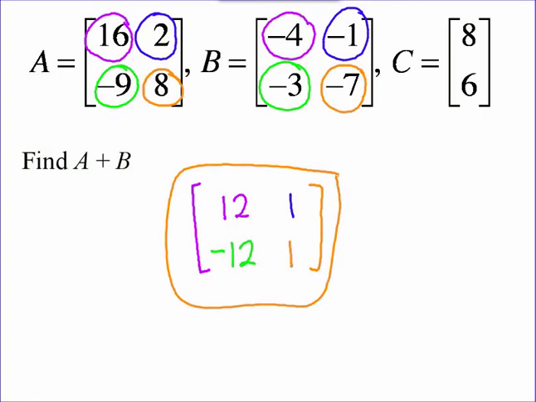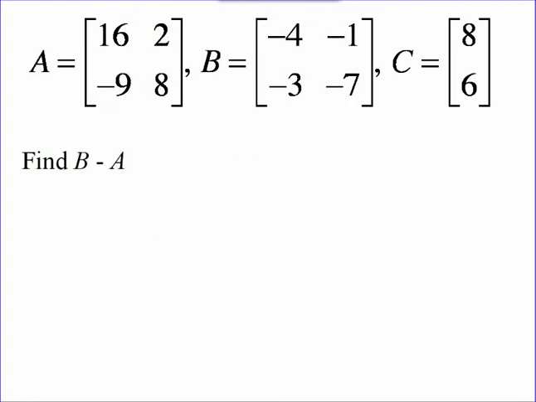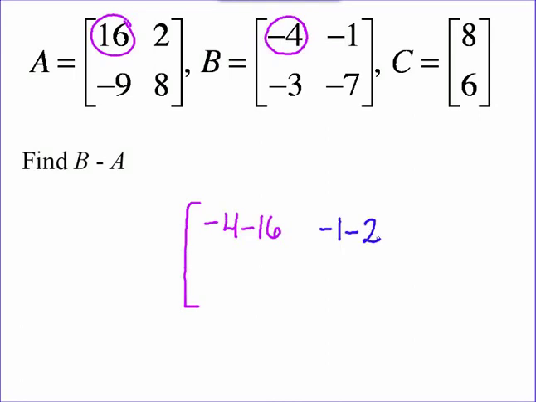Okay? So let's look at another one. Same problem, same matrices, and this one says B minus A. So what do you think you're going to do here? Now notice it says B minus A. Yep, so I'm going to start over here with the B. So I'm going to take -4 minus 16. I'm going to take -1 minus 2. What's the next one going to be down here? -3 minus -9.